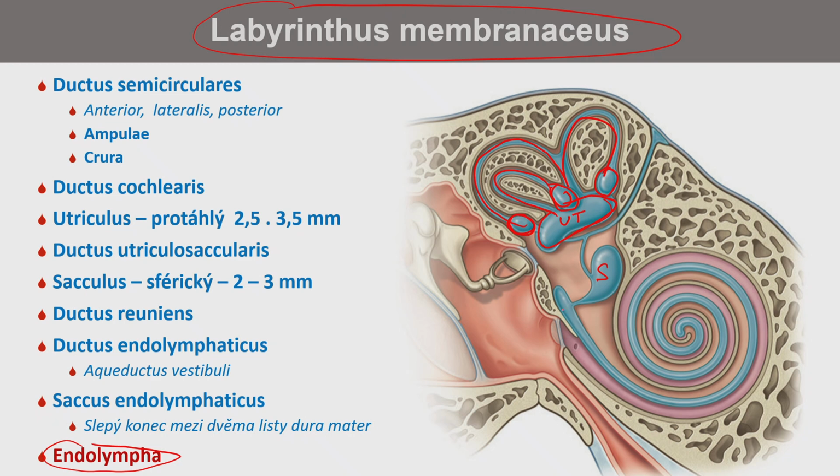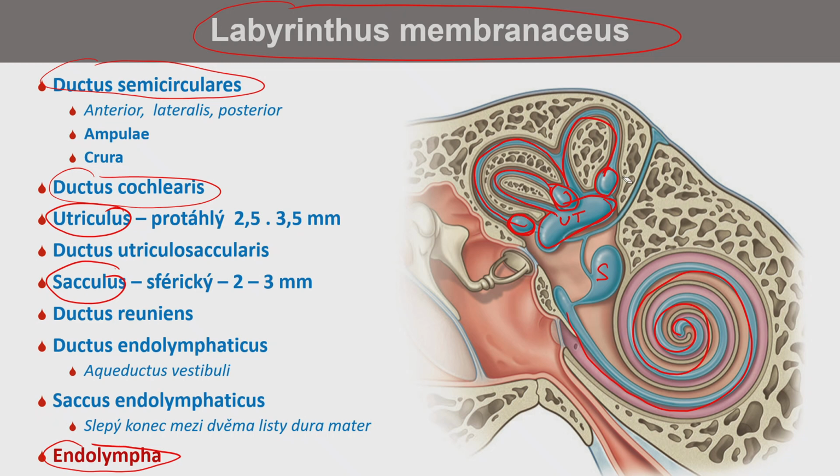And the last space is cochlea and cochlear duct, ductus cochlearis. So we have ductus semicircularis, ductus cochlearis, utriculus and sacculus. In all those structures we have sensitive cells for mechanical deformation.